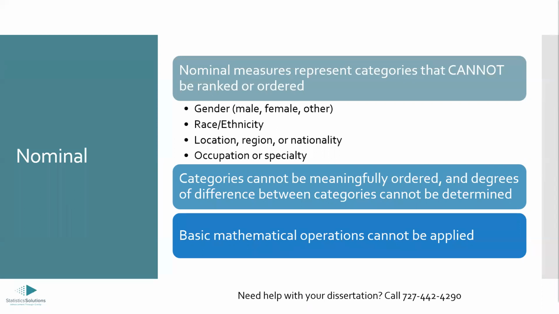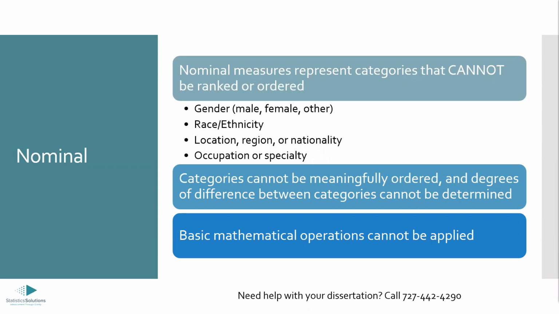So for instance, with gender, we may have 3 basic categories of gender: male, female, and other, for the purposes of our study, but we can't necessarily rank those in any meaningful order, even if we were to assign numerical values to these categories. We can't say, for instance, that male is higher or lower than female, and we can't say that male and female are higher or lower than other, even if we were to assign those values of like 1, 2, and 3. So we can't meaningfully order or rank those categories.